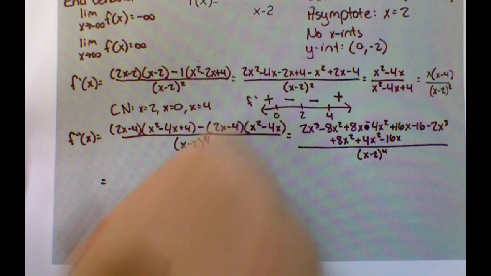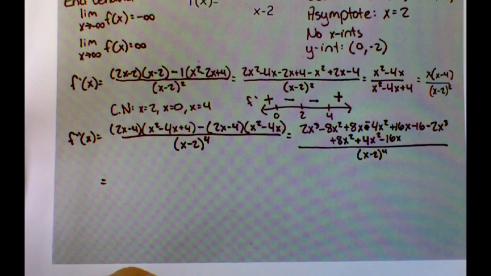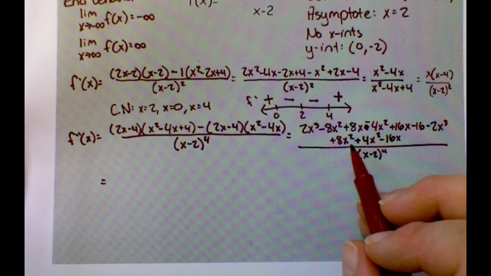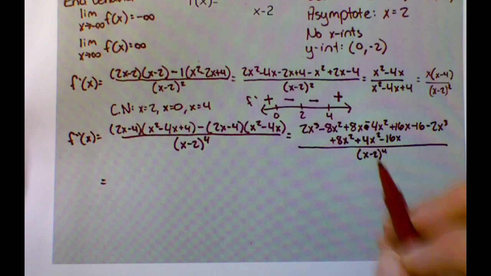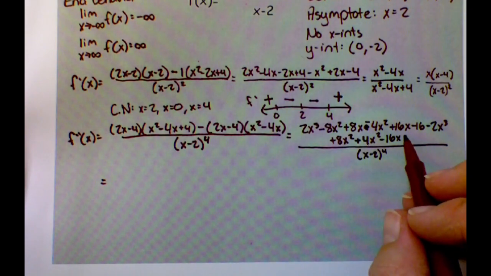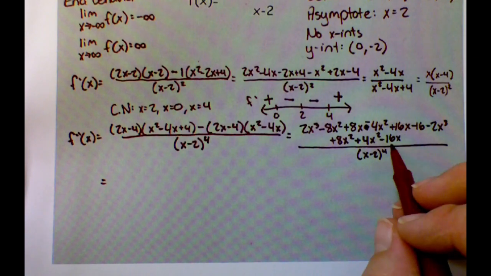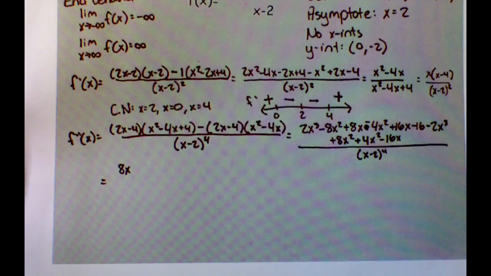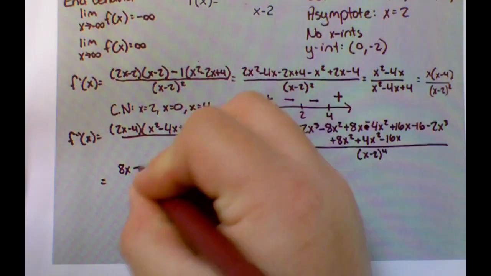Combine those like terms. Let's see, my 2x cubes cancel. I have minus 8x squared minus 12x squared plus 8x squared plus 4x squared. Those all canceled too. 8x and 16x makes 24x. Minus 16x makes 8x. And for my constants, minus 16 is the only one I see.